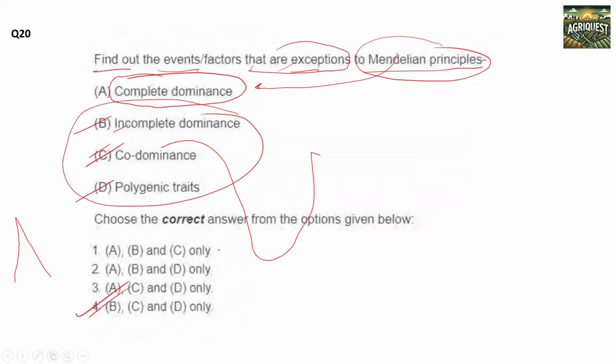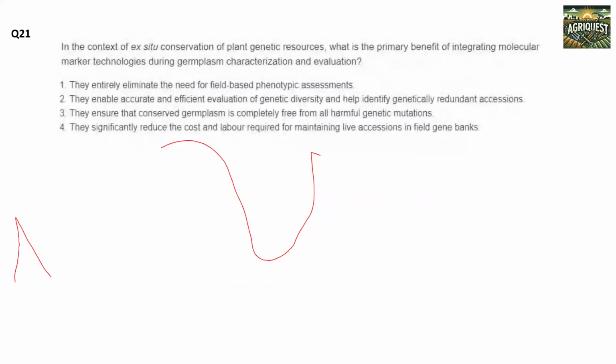21 number question, in the context of ex situ conservation of plant genetic resources, what is the primary benefit of the integration of molecular marker technology? First, there are two types of conservation. What is the in situ type? It conserves the material in its own area.